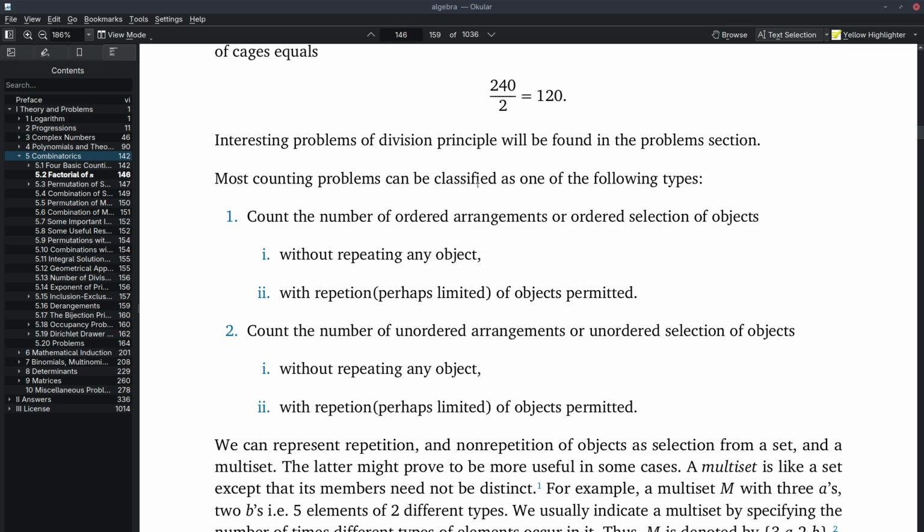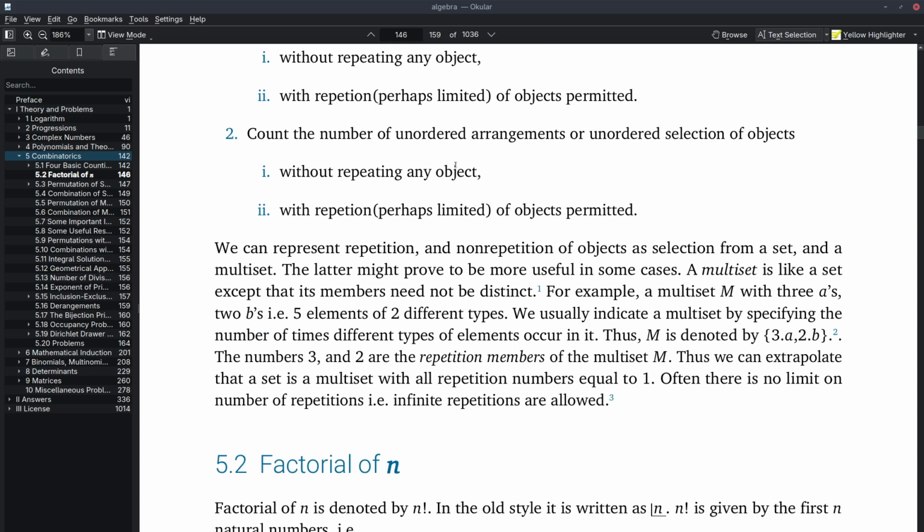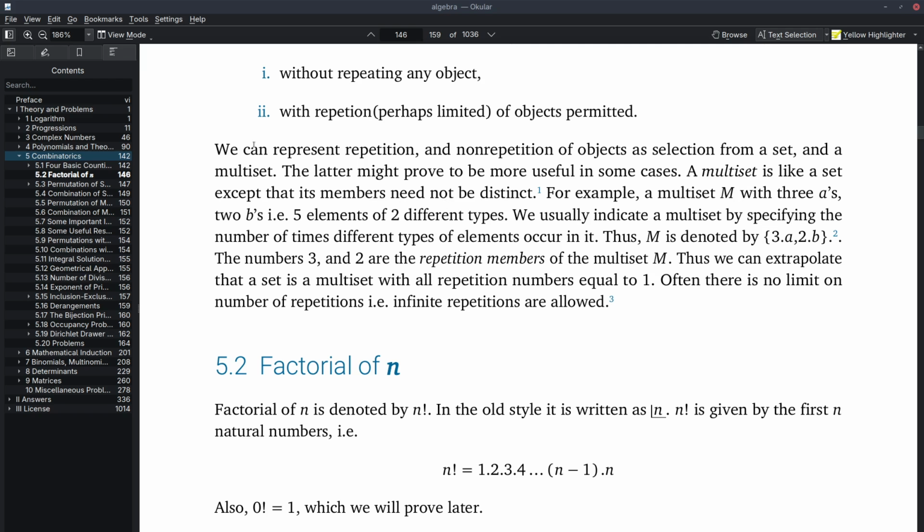Most counting problems can be classified as one of the following types. Count the number of ordered arrangements or ordered selections of objects without repeating any object, with repetition of objects permitted, or with limited repetition. That is, count the number of unordered arrangements or unordered selections of objects without repeating any object, or with repetition of objects permitted. We can represent repetition and non-repetition of objects as selections from a set and a multiset. The latter might prove to be more useful in some cases.